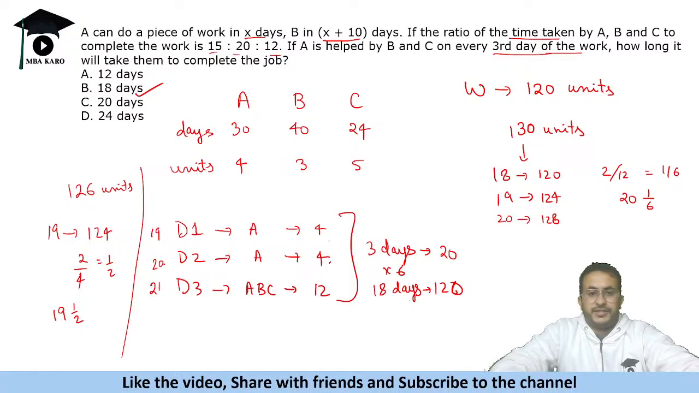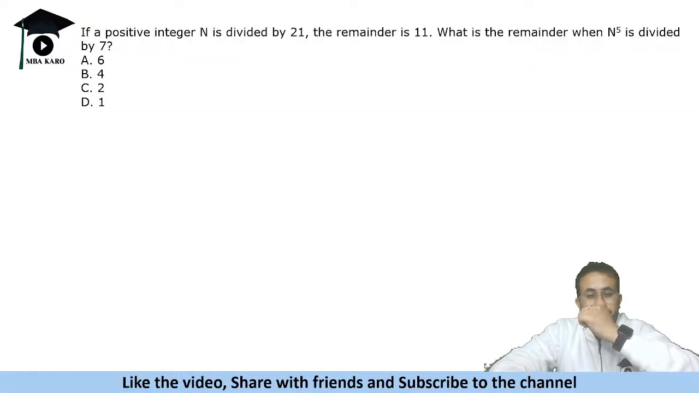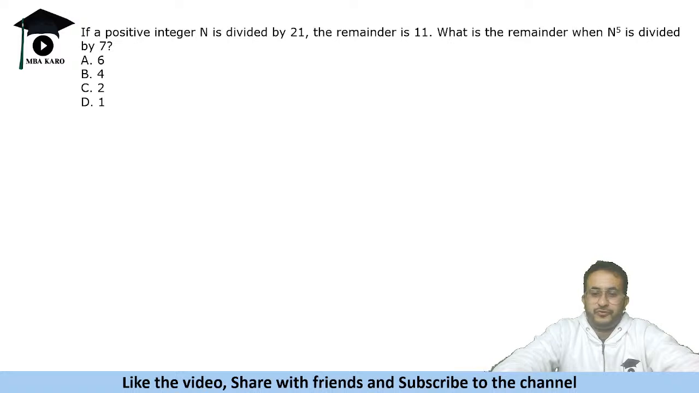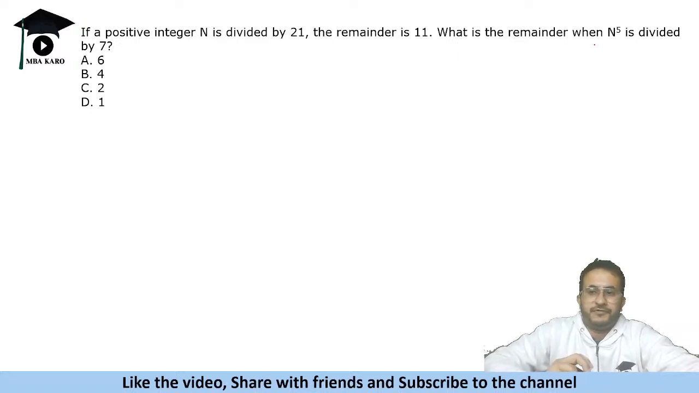All right, so let's look at the next question. Let's see how many of you are good with remainders. So the question says, a positive integer n is divided by 21, the remainder is 11. What is the remainder when n to the power 5 is divided by 7?